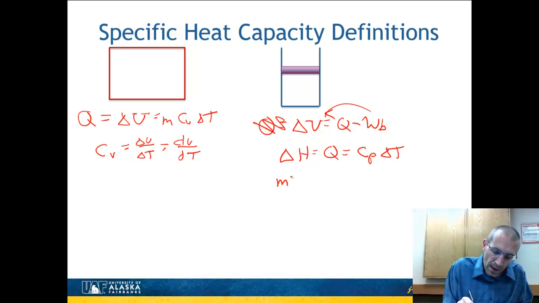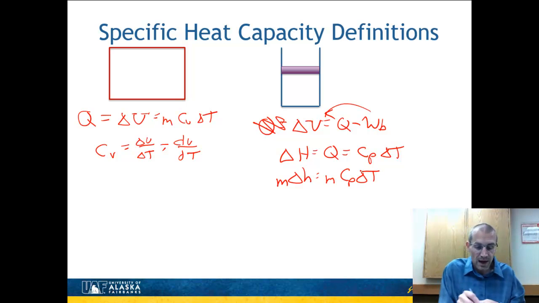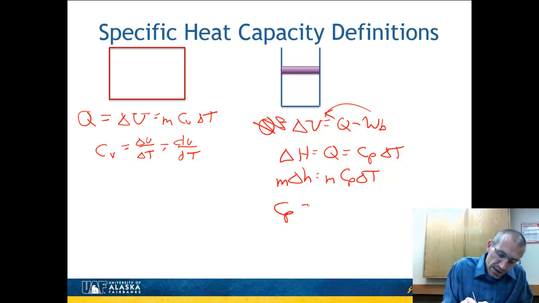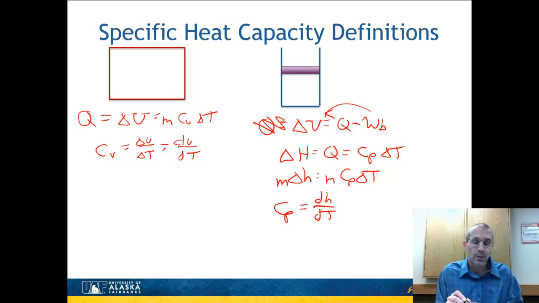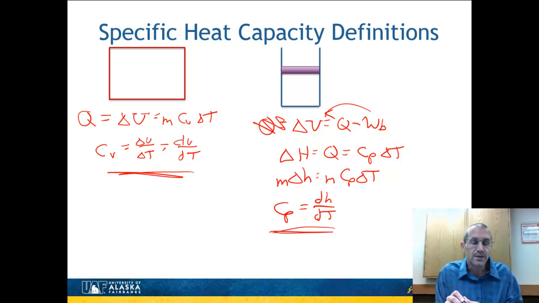Or usually we write m delta h equals m Cp delta T, if Cp is on a per mass basis. And this comes down to the definition of the heat capacity, C sub P. C sub P is defined as dH/dT. So these are important distinctions. The definition of Cv is dU/dT, even if the system is not at constant volume. The definition of Cp is dH/dT, even if the system is not at constant pressure. In this next example, we'll see why that's important.